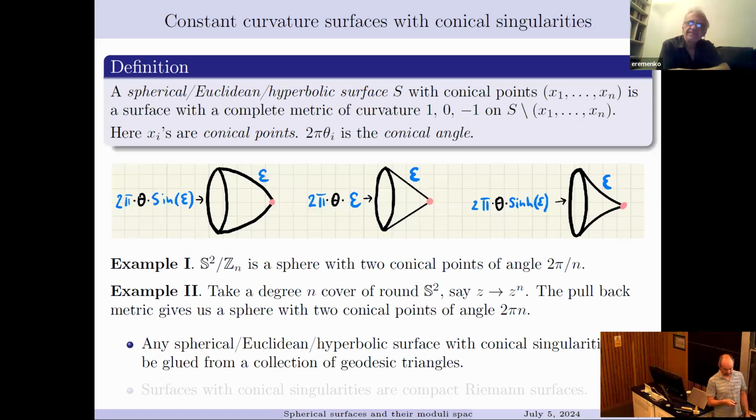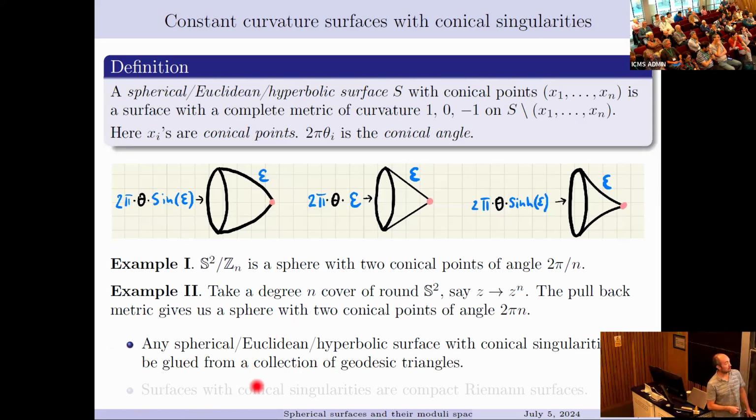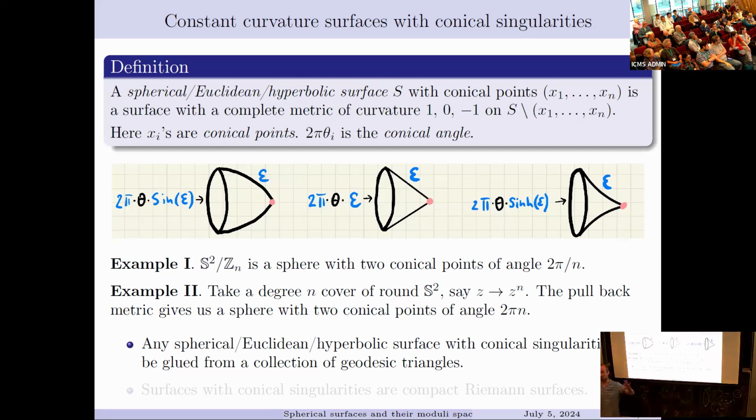Now, the important thing is that if you take any such surface, you can think of it as built from triangles. This is how I think about it. You take a bunch of triangles and glue them by isometry, and you get a metric. For example, if you take a tetrahedron, which is glued from 4 triangles, it's an example of a Euclidean metric. Here you have conical singularities, while at the edges you don't have anything; the edges are smooth.